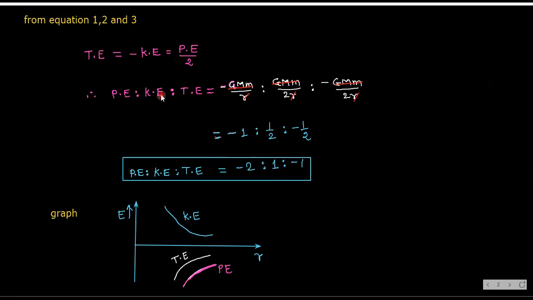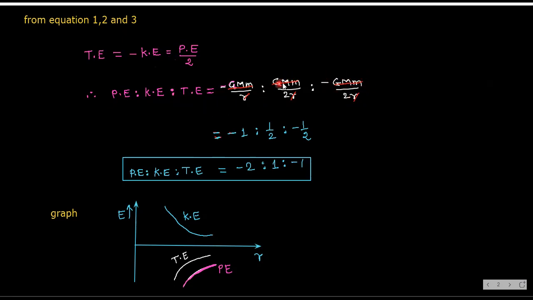You can observe that, right? So next one, if I take the ratio of potential energy, kinetic energy and total energy, what am I getting? See, potential energy value, what is that? Minus GMm by r. Kinetic energy GMm by 2r. Total energy minus GMm by 2r.